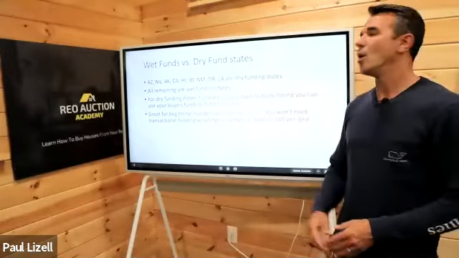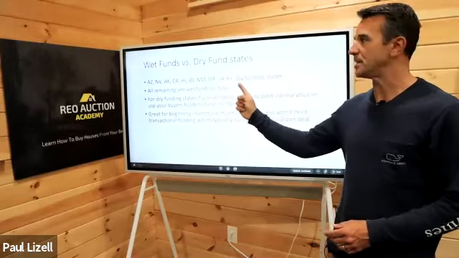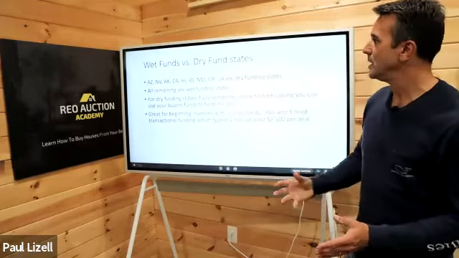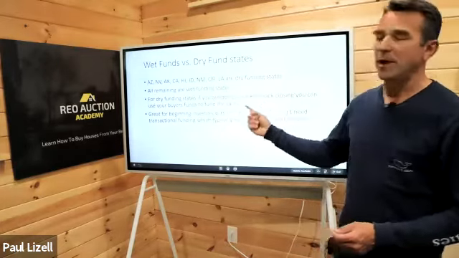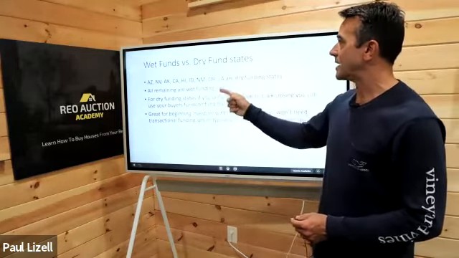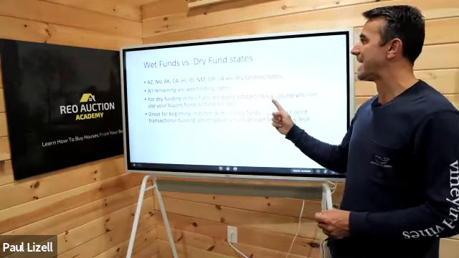Today I want to go over wet fund versus dry fund states, because you have different types here, what they mean, and the consequences of each. All the states that are dry funding states are Arizona, Nevada, Alaska, California, Hawaii, Idaho, New Mexico, Oregon, and Louisiana.